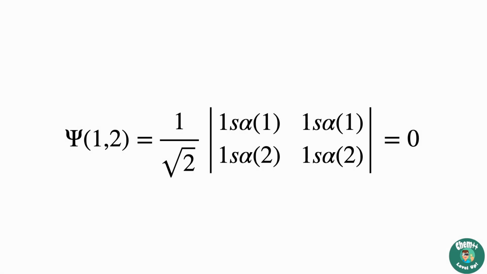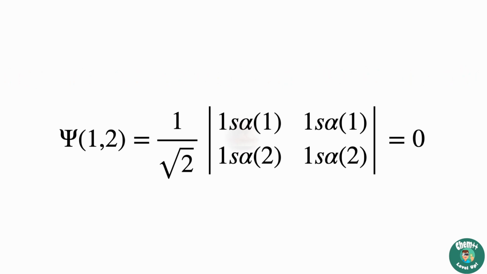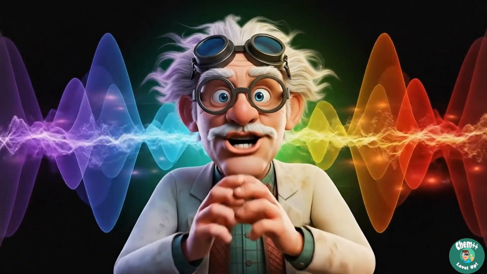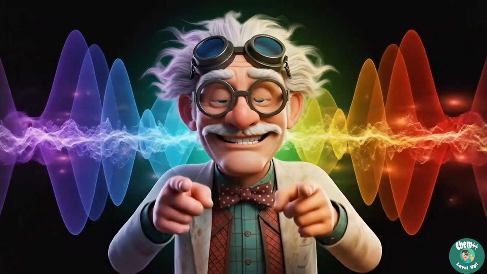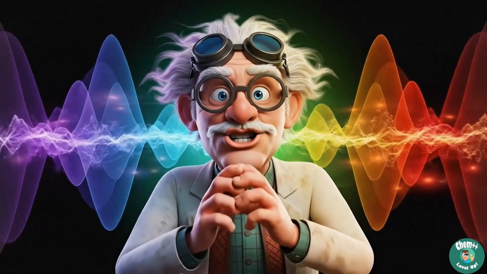Now something remarkable happens. Suppose we try putting two electrons into the same spin orbital, 1s alpha(1), 1s alpha(2). Then the determinant becomes 0. That means the wave function disappears, which means this state cannot exist. And this is exactly the Pauli exclusion principle. So the exclusion principle is not something we insert manually. It emerges automatically from antisymmetry. Quantum mechanics quietly enforces it behind the scenes.